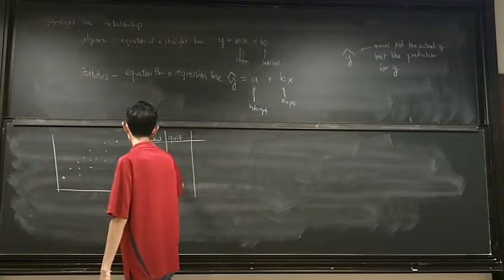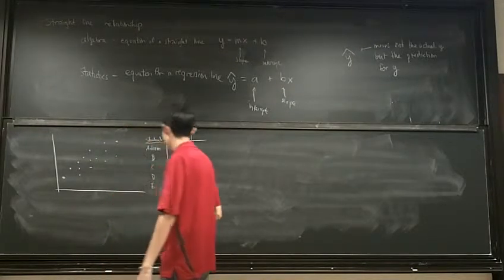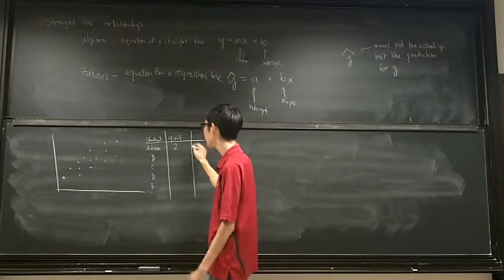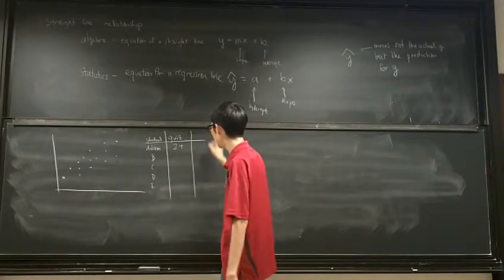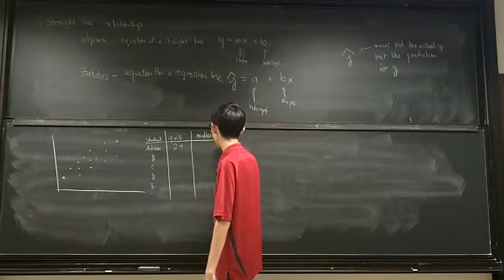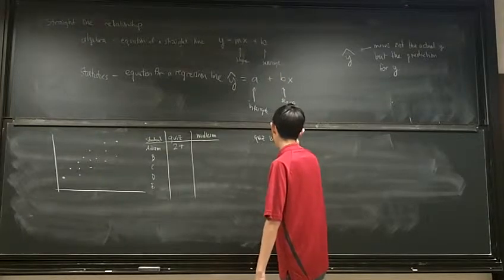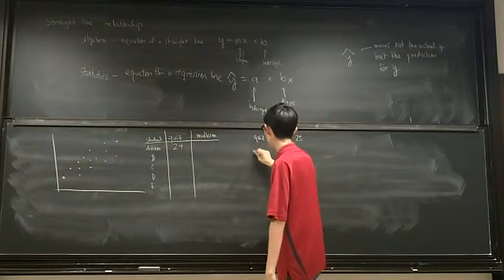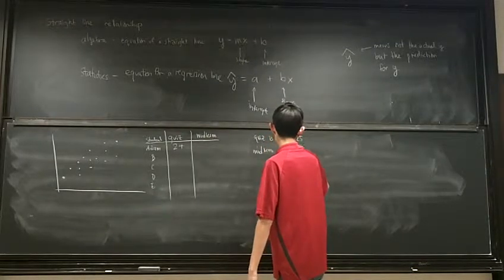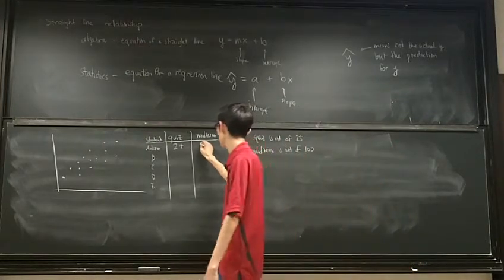Okay, so we have, again, Adam, and we have all our students. Let's say the quizzes are out of 25, and Adam scored a 24 on the quiz, and the midterm is out of 100. So you scored a 24 on the quiz, and you got a 90 on the midterm.